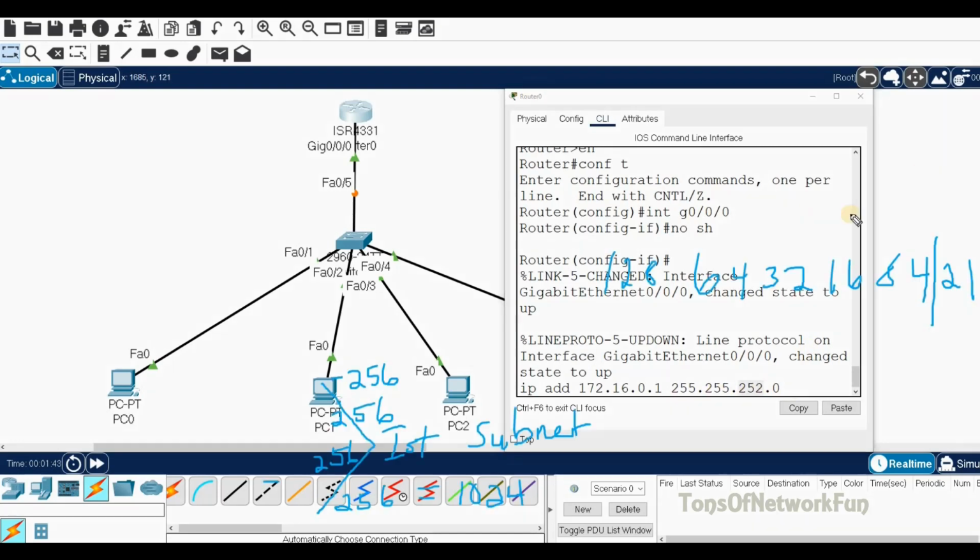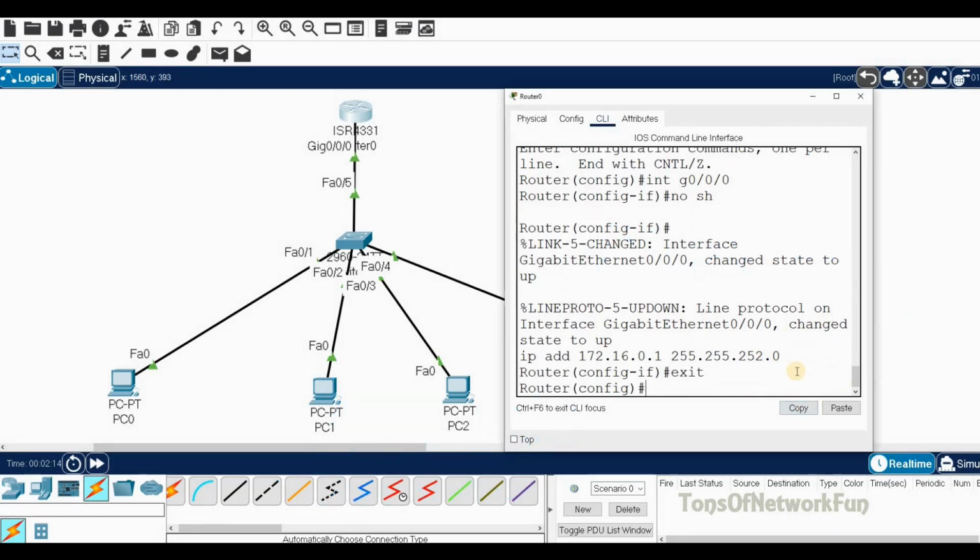Remember this right here: 128, 64, 32, 16, 8 and 4. If you add all this, you'll get 252. That's why we are getting 252. 1 bit borrowal, 2 bit borrowal, 3, 4, 5, 6 bits right here. 6 bits. This is how we are getting this 252. And then the last octet is still 0. We have 8 zeros remaining.